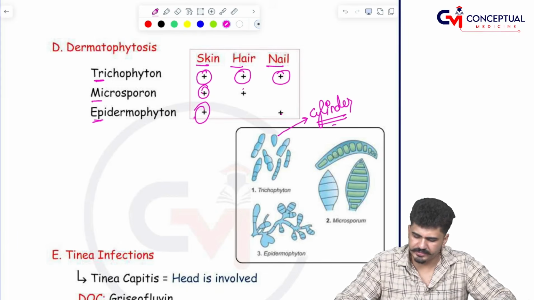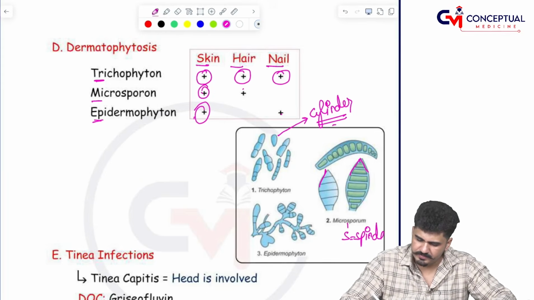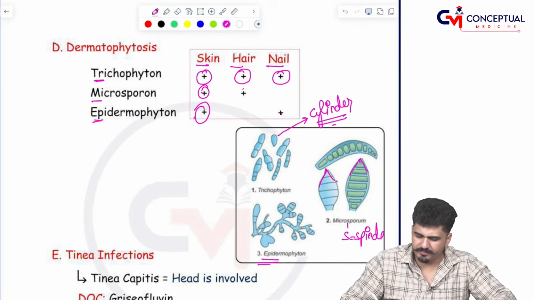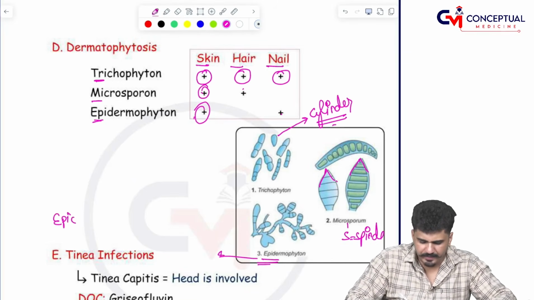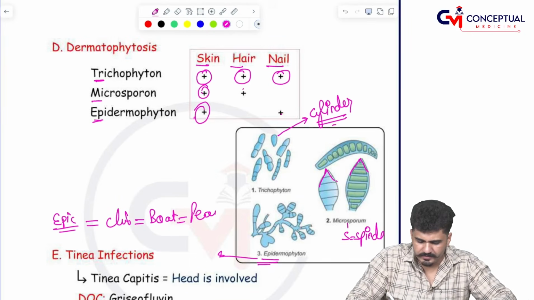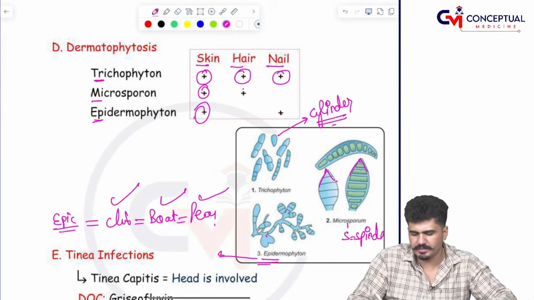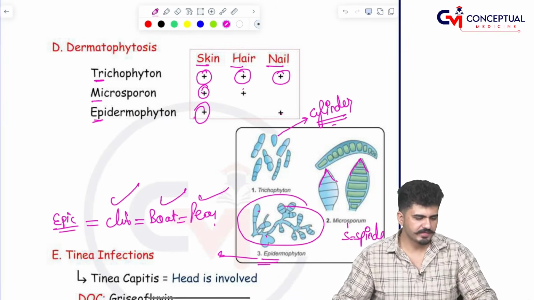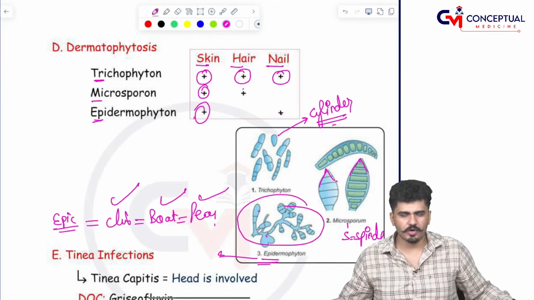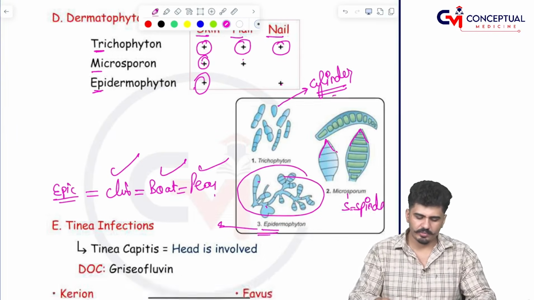Trichophytons are cylinder shaped. Microsporum is spindle shaped; you can see the spindle shape. And Epidermophyton has multiple shapes. Remember like this: epic people go to a club, sitting in a boat, eating a pear. So there will be a club shape, boat shape, and pear shape. So Trichophyton, Microsporum and Epidermophyton are clear to all of you.